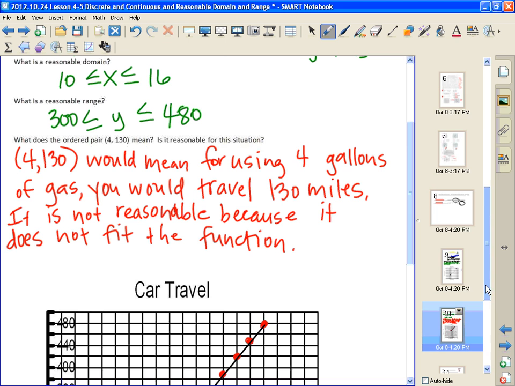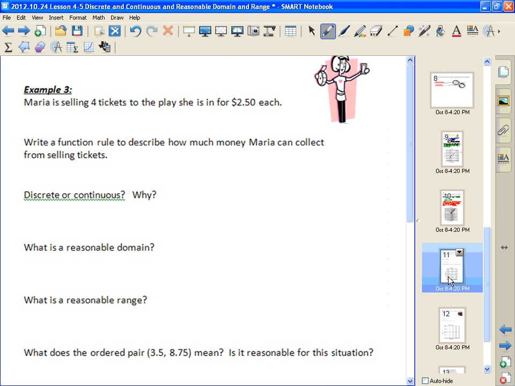Okay, and then on the next one, example 3, it says Maria is selling 4 tickets to the play she is in for $2.50 each. Write a function rule to describe how much money Maria can collect from selling tickets. Well, I know she's selling tickets for $2.50 each. Now, this 4 tickets actually has nothing to do with the function itself. It's the value that we're going to be substituting into the function. So the function itself is going to be f of x equals 2.50x.